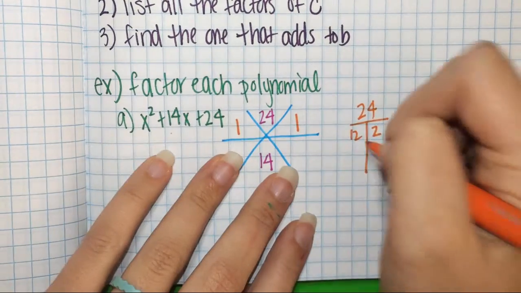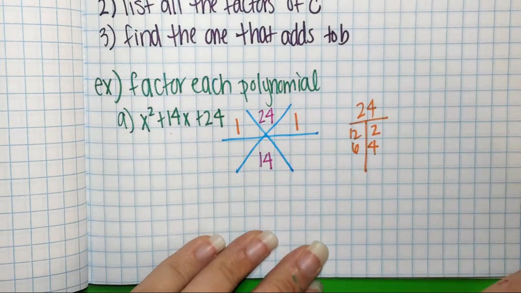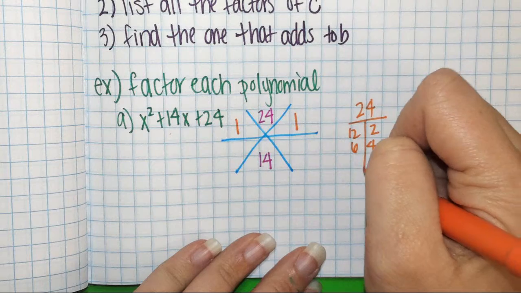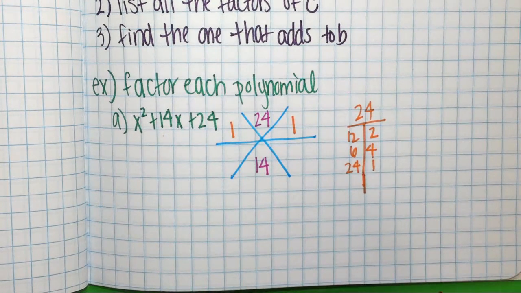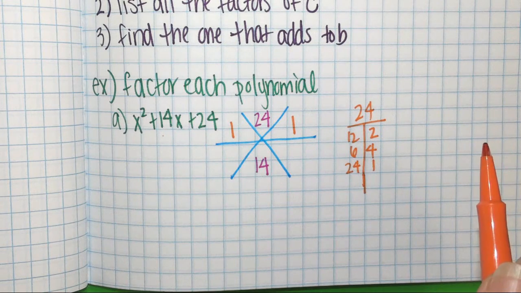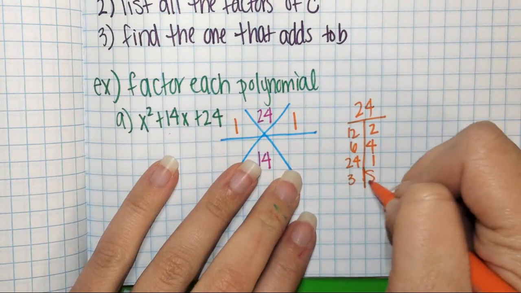What else? 6 and 4. Is there anything else? 24 and 1. Anything else? 3 and 8. Good.